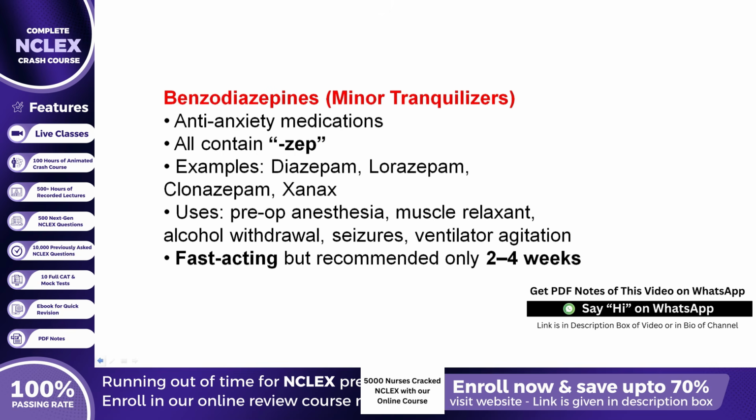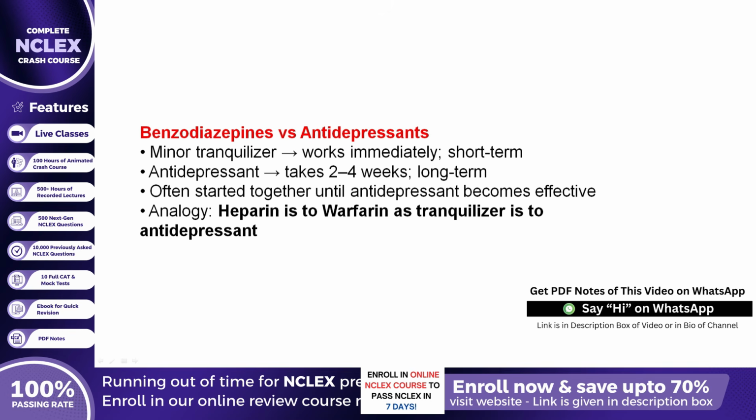Finally, let us compare benzodiazepines with antidepressants, where the minor tranquilizer works immediately and is used short-term. The antidepressant takes 2 to 4 weeks to work and is used long-term. They are often started together until the antidepressant becomes effective. The best way to understand this is through the analogy that heparin is to warfarin as a tranquilizer is to an antidepressant.